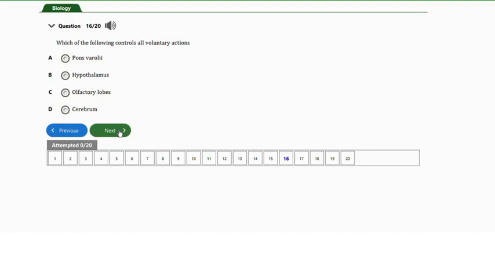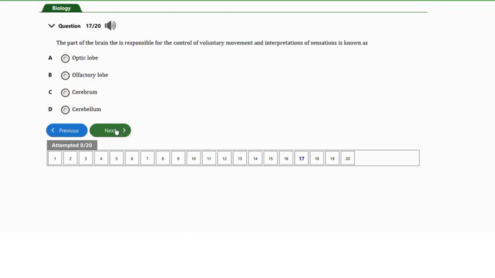It is the site of intelligence. It controls most voluntary processes and controls both thoughts and emotion. It's there for problem solving, and most voluntary physical actions are all controlled by the cerebrum.